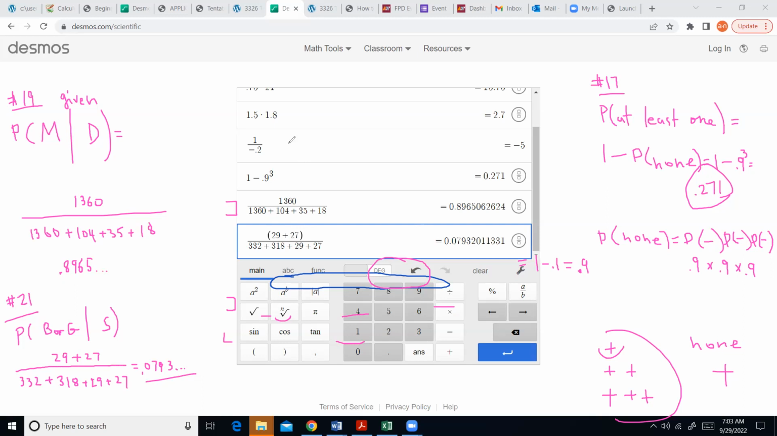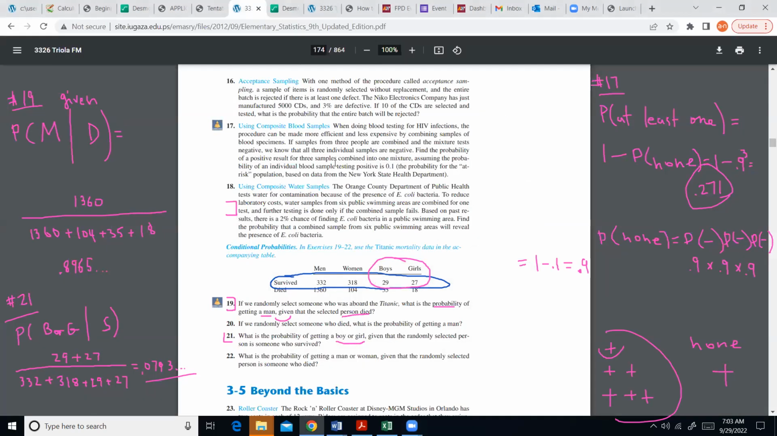Anyways, conditional probability means that the sample is shrunk. We got just a small part rather than the whole thing.